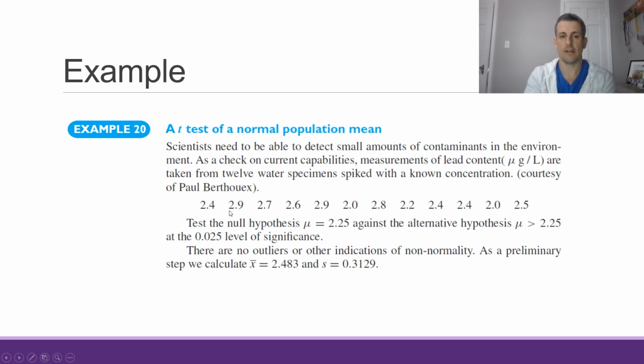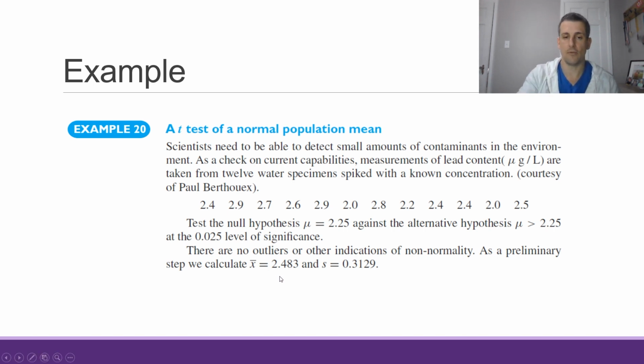So the first thing we need to do is calculate the mean of the sample. We have 2.483 and the sample standard deviation of 0.3129. Our sample mean is bigger than 2.25, but we just need to figure out whether that is significant, or just a consequence of the randomness of how we selected our sample. So that's how we're going to test the hypothesis here.